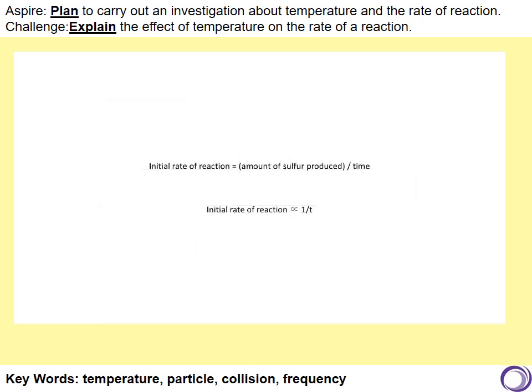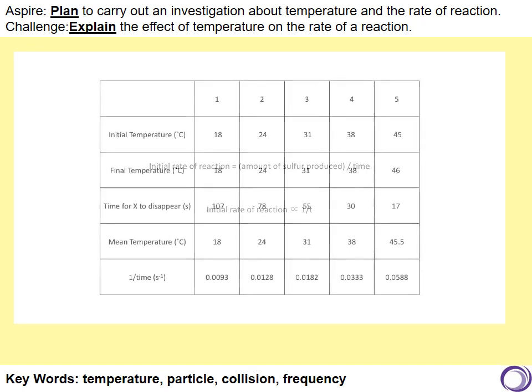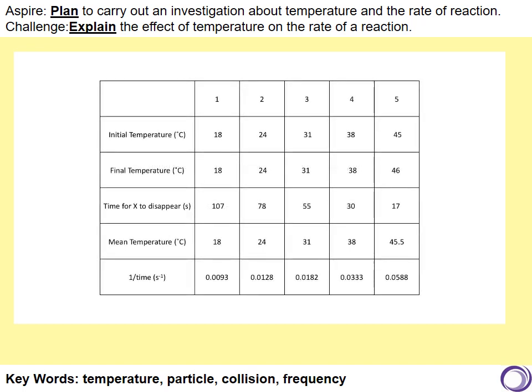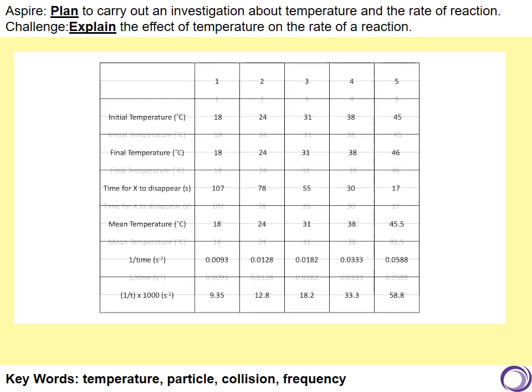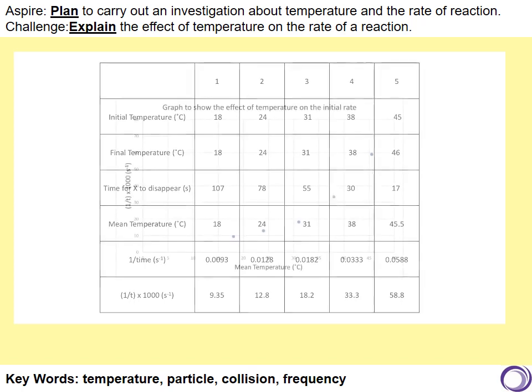The initial rate of reaction is equal to the amount of sulfur produced divided by time. Therefore, the initial rate of reaction is proportional to 1/time, as the amount of sulfur being produced is fixed. Work out 1/time for each reaction and add these values to your table. As you can see from my data, this gives very small numbers that would be difficult to plot. Work out 1/time × 1000 and add this to your table to make the graph easier to plot.